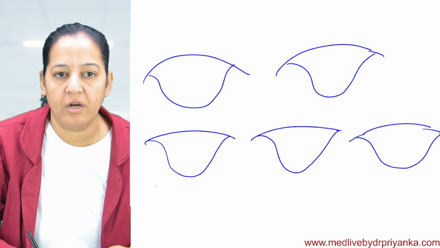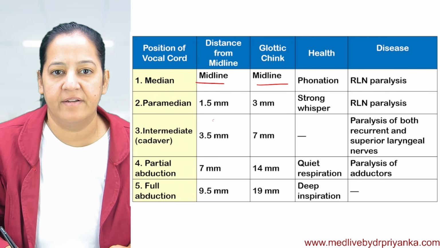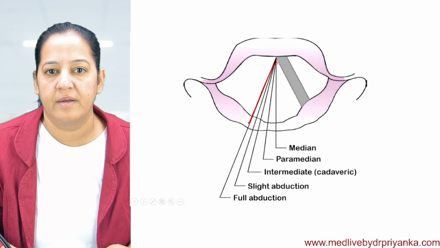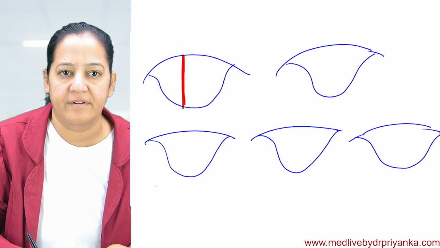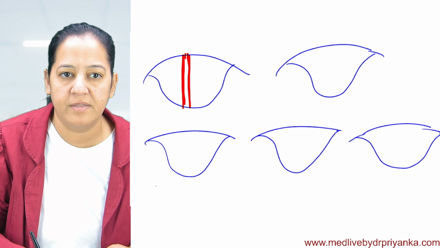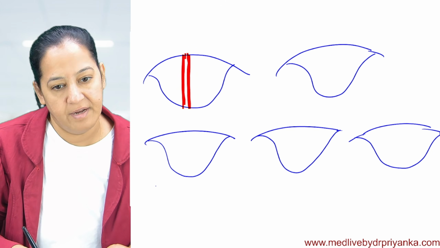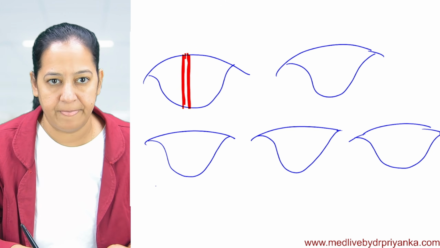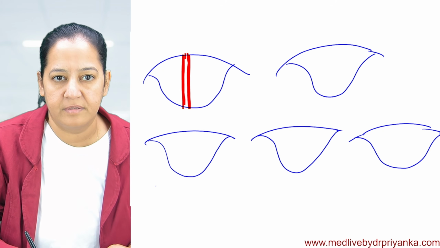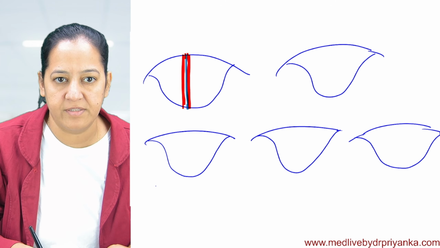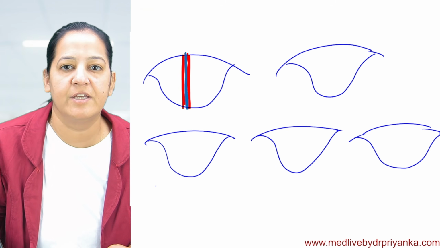If two vocal cords are at the center, you can see here I'm drawing. If both of them are at the center, this is the midline. This is the first vocal cord, this is the second vocal cord. Let me draw the midline in all of them. Both the vocal cords are at midline, so from midline, that's 0 millimeter.